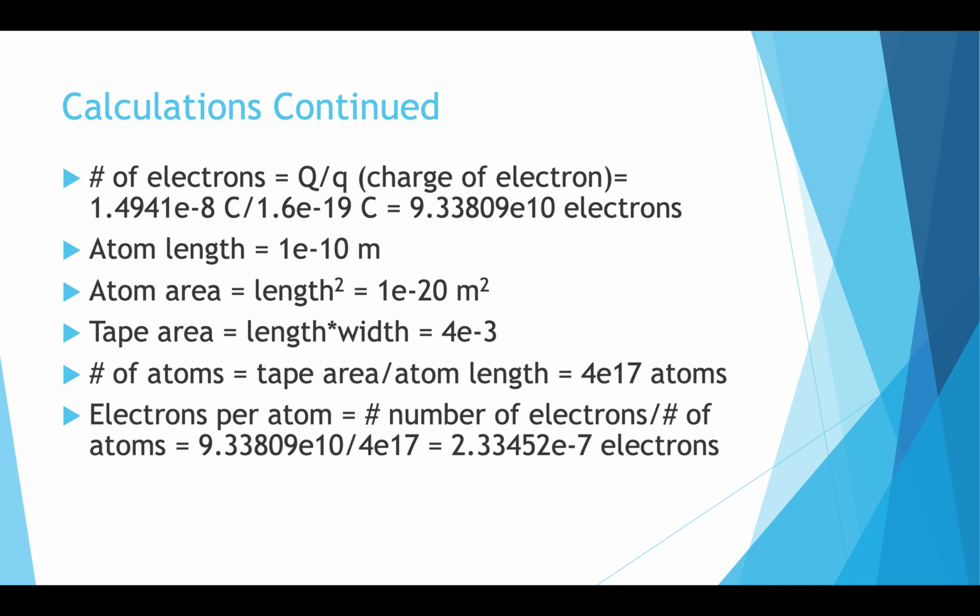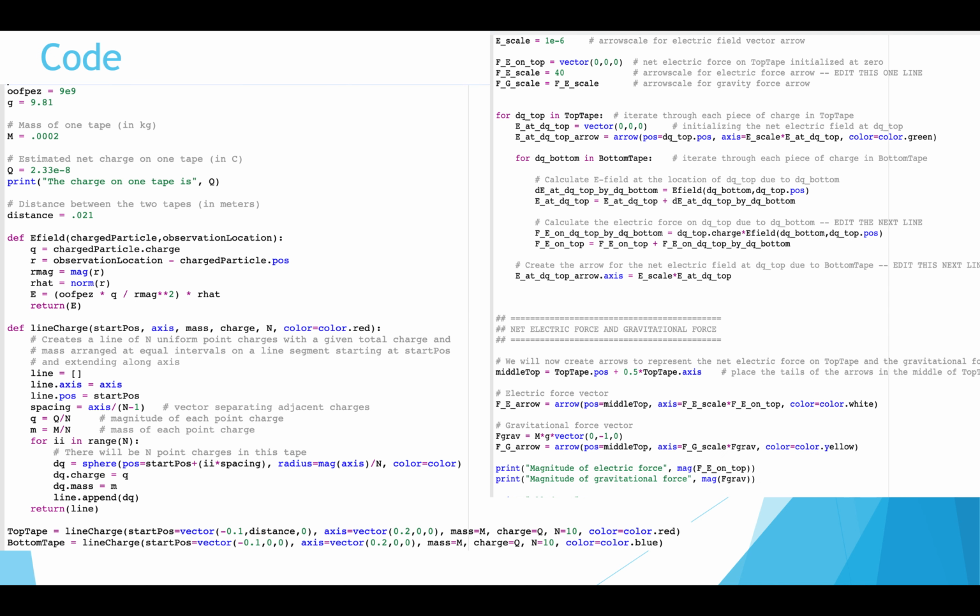For the number of electrons, the charge of an electron is used with the source charge, and you have 9.33 times 10 to the 10 electrons. Atom length was 1 times 10 to the negative 10 meters. The atom area is length squared, so 1 times 10 to the negative 20 meters squared. And the tape area is length times width, so it's 4 times 10 to the negative 3 meters squared. The number of atoms is tape area divided by atom area, so 4 times 10 to the 17 atoms. And the electrons per atom are the number of electrons divided by the number of atoms, giving us 2.33 times 10 to the negative 8 electrons.